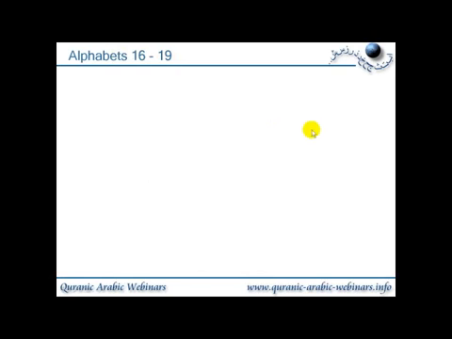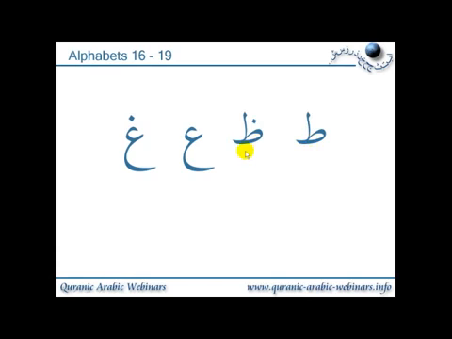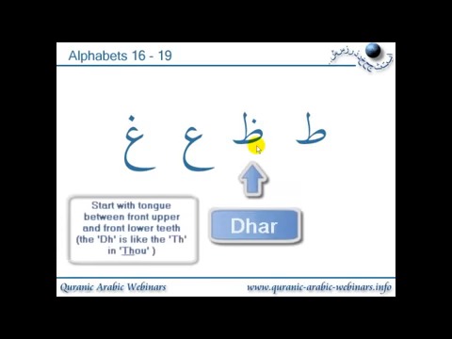Alphabets 16 to 19. The first two, the one with the loop and this vertical line. The second one exactly the same with a dot. First one is known as da. Second one is known as the.